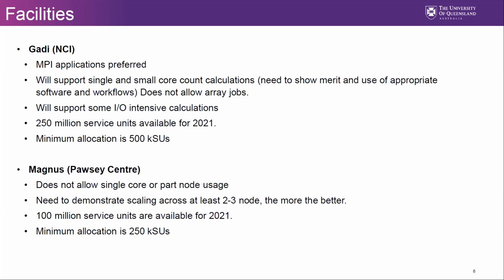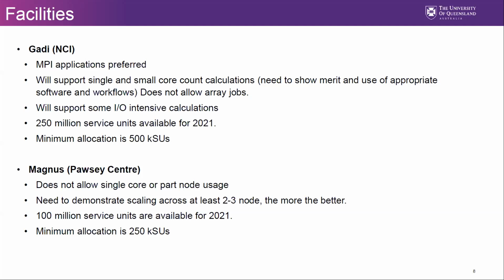The other thing which makes it very hard for small core count and high throughput projects and calculations is that Gadi doesn't allow array jobs. They do have a limit, which is not feasible for the typical type of array jobs that, for example, we see here at UQ a lot. They will support IO intensive calculations, and they also have some high memory nodes. They have 250 million service units available next year, and the minimum allocation is 500,000. So if you can't use that or show that you want to use that, then you can't actually apply.